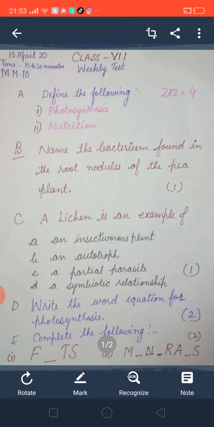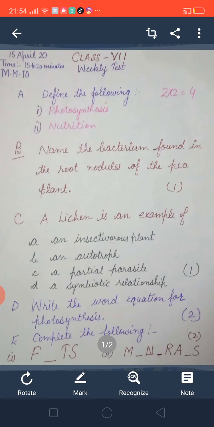Now second define, nutrition. Living things need food, you know very well, to perform various processes. This energy is obtained from food. So what do you mean by nutrition? The process by which living organisms take in food and utilize it to carry out different life processes is called nutrition. This is also of 2 marks.